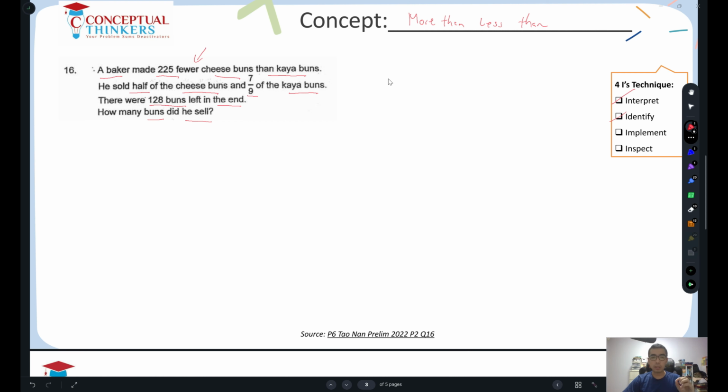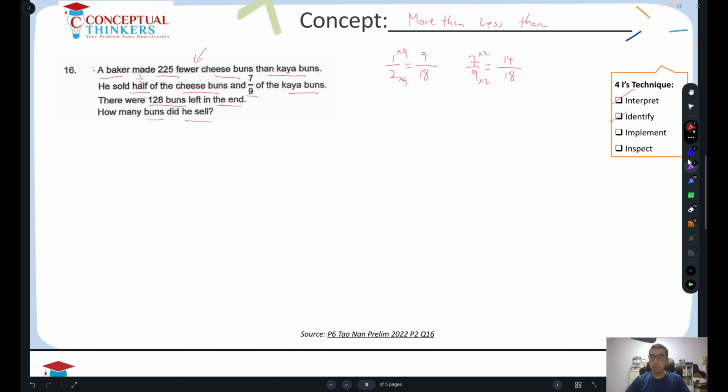Okay, so let's do some simple calculation now. We know that half of the cheese buns and 7/9 of the kaya buns will be sold. If we want to make the denominators equal, the 2 and the 9 here, we need to make them the same. So we are looking at the lowest common multiple. I'm going to multiply here by 9, and here by 2. So I'm going to get 9/18, then 14/18. So what does this mean?